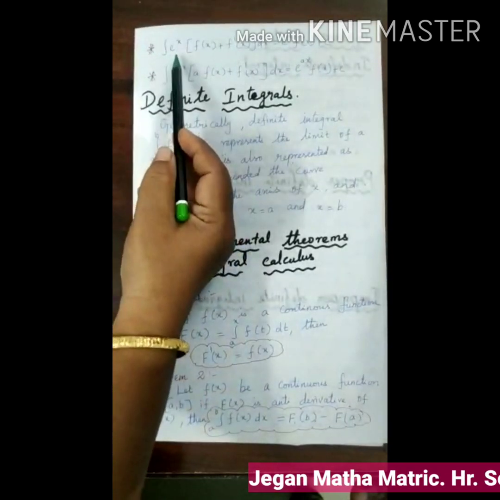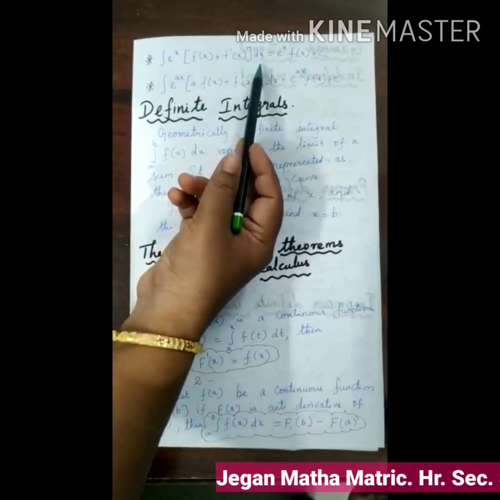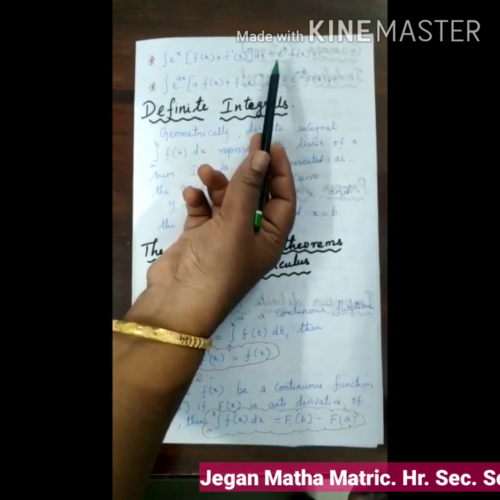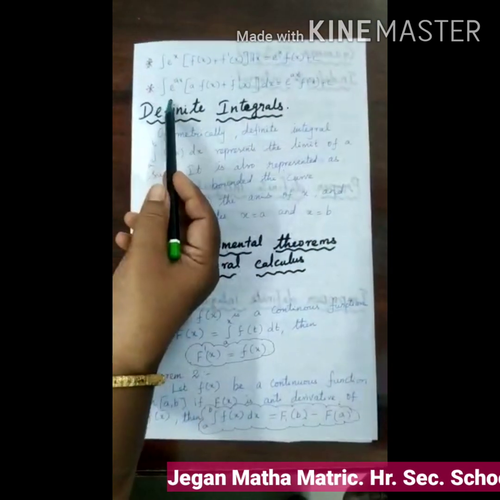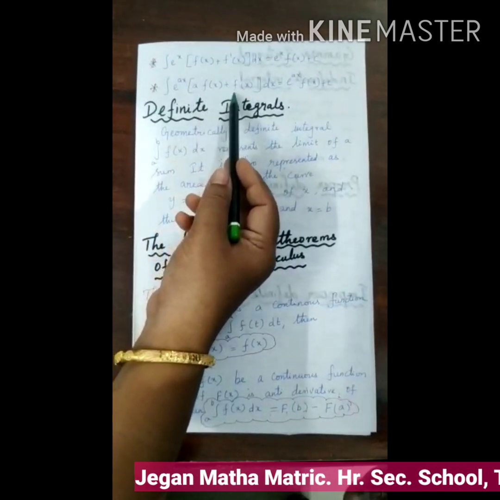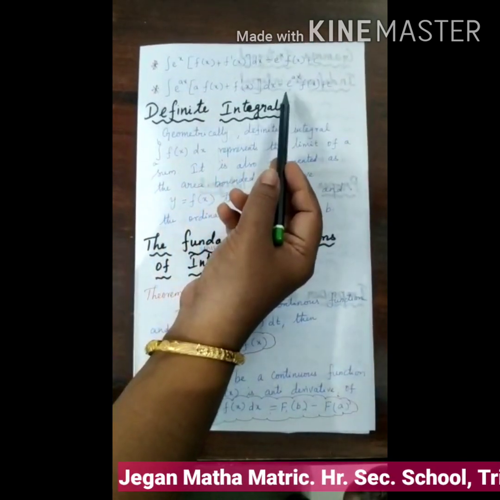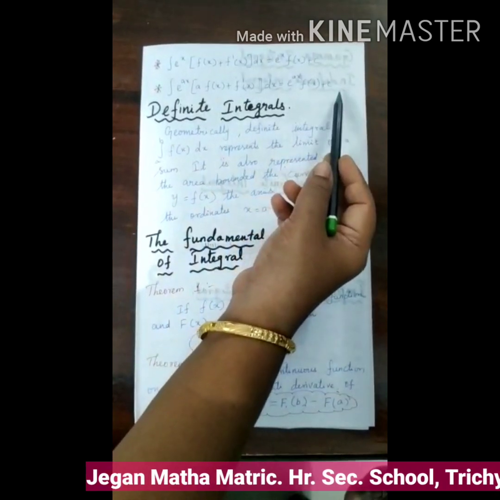And then integral of e power x into f of x plus f dash of x into dx is equal to e power x f of x plus c. Integral of e power ax into a into f of x plus f dash of x into dx is equal to e power ax f of x plus c.